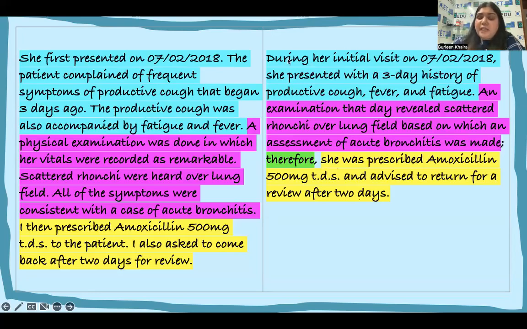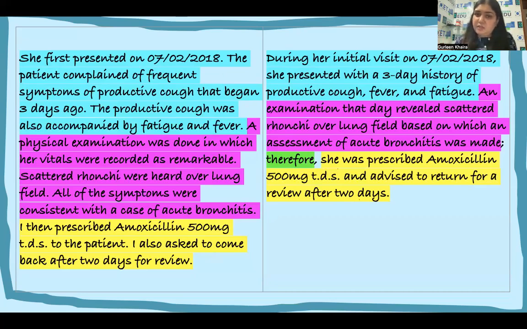So we can also write like this: initially, comma, on 7th Feb 2018, comma, she presented with. That is another way to write. Or what we can do is we can write during her initial visit on, comma, and then she presented with. So here, if you compare this to the version on the left, that looks a little choppy, unsophisticated, right? So we just combine that information. So we discussed two ways.